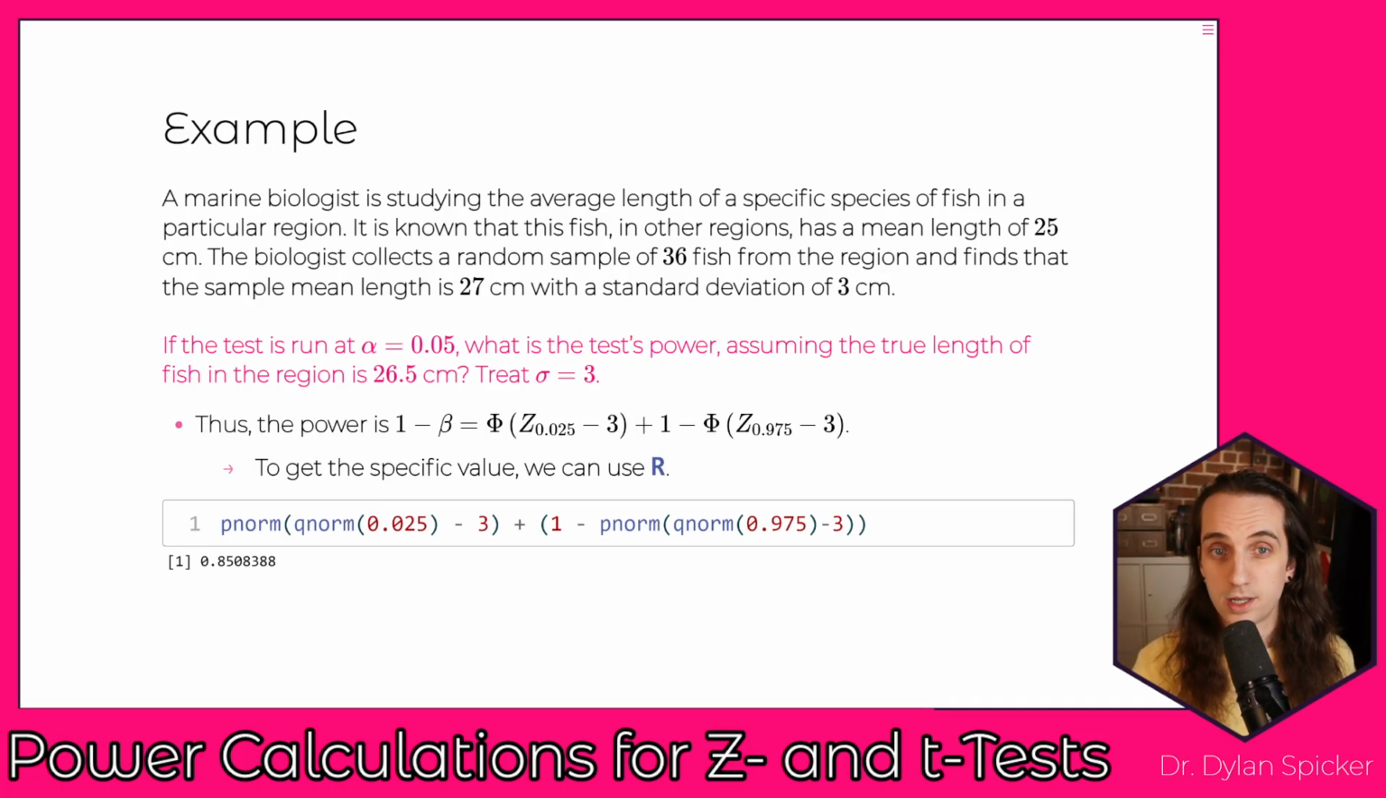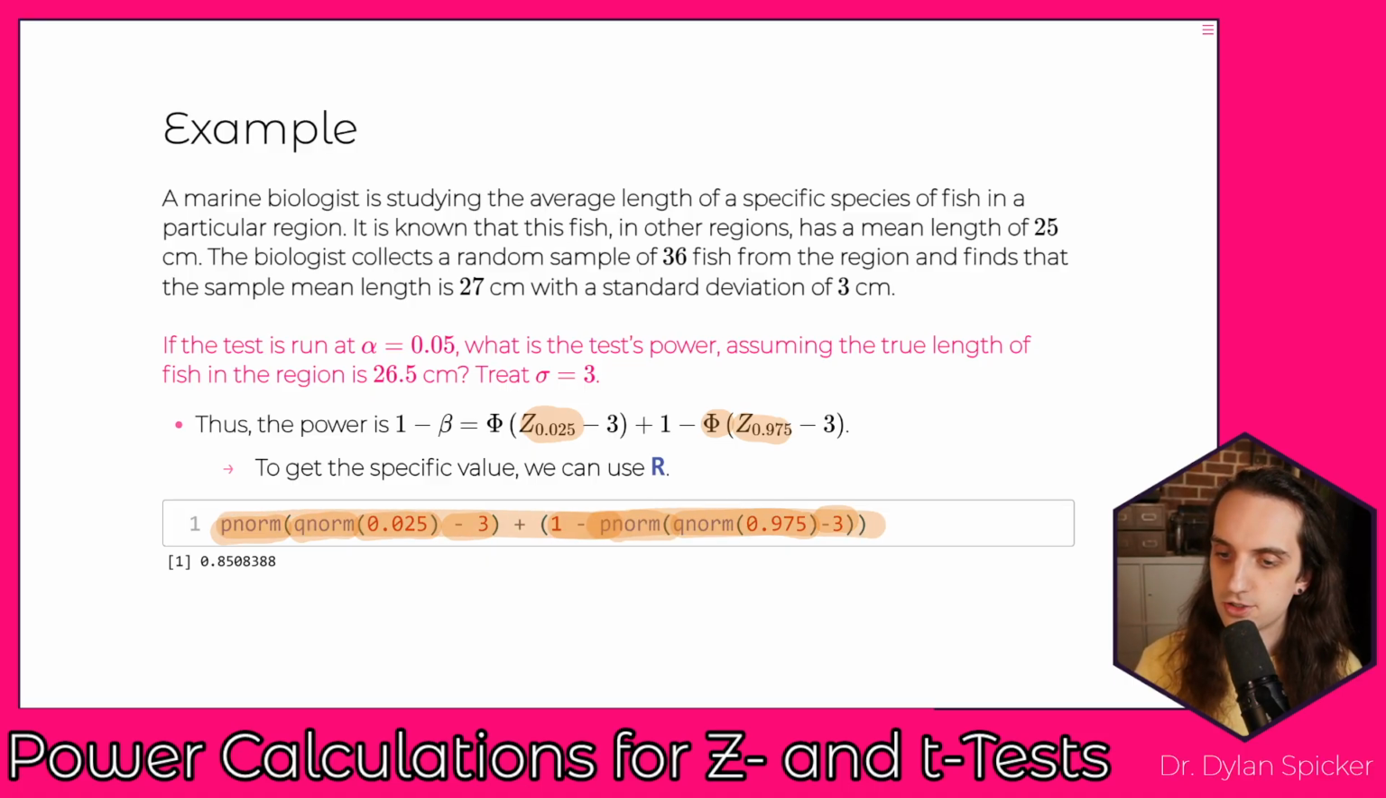In order to do this, we're going to be looking at much the same thing, except now to get our critical value of 0.025, right, we need our qnorm function. qnorm gives us the critical values from the normal. So qnorm 0.025 minus 3, and then we plug that into pnorm. Plus 1 minus qnorm 0.975 gives us our critical value minus 3. We plug that into pnorm for the phi. And if we actually do this calculation in R, we get about an 85% chance.